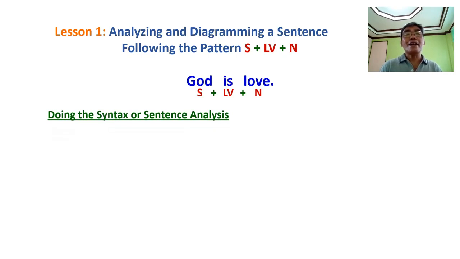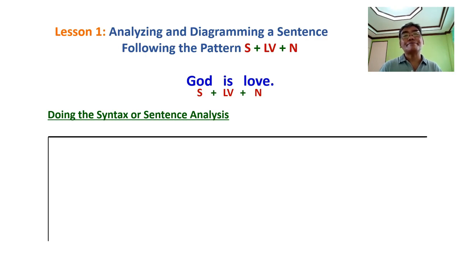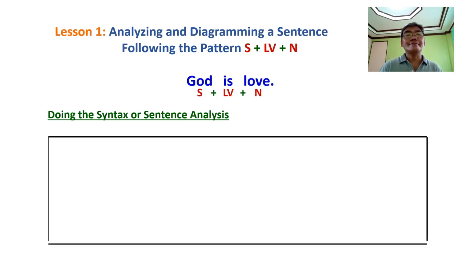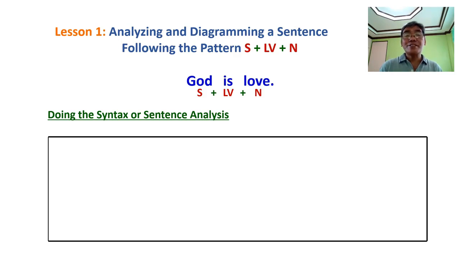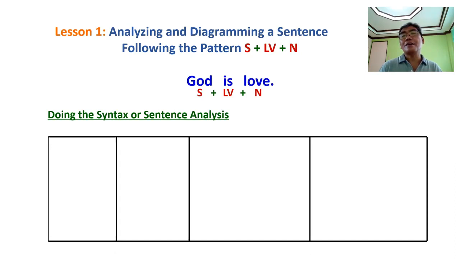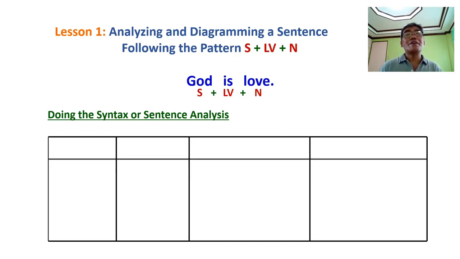The first step in analyzing a sentence is drawing a grid. Next is dividing this grid into 4 columns. We have now here 4 columns. First column, second column, third column, and fourth column. Then this is followed by writing the column titles in our first row.